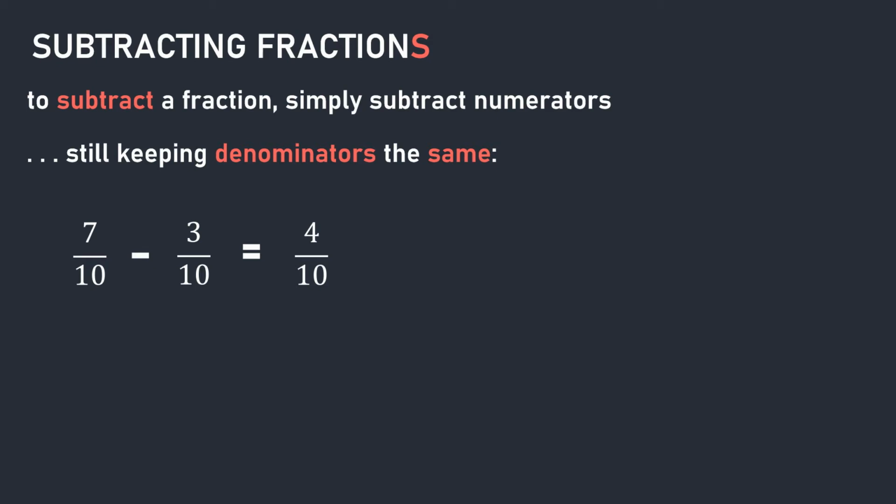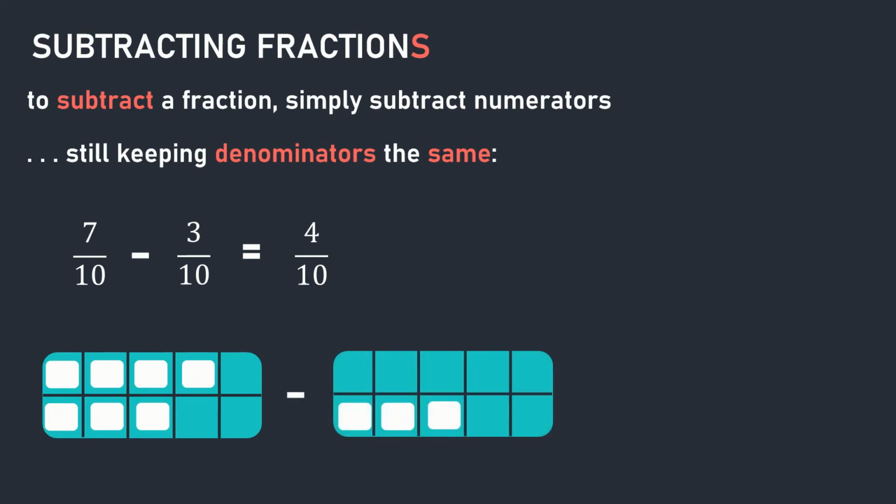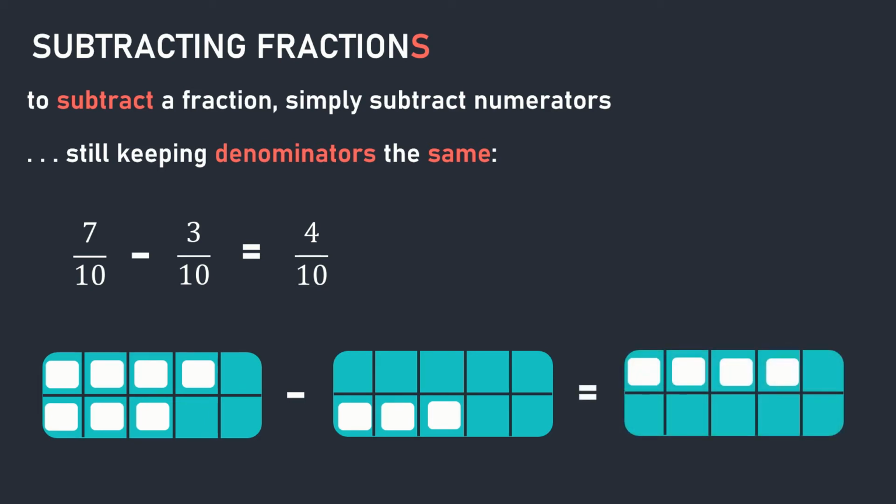And similar to addition, let me paint you another example. I'll use ice trays this time. Let's say we had a 10 cube ice tray with 7 cubes of ice in it. And suppose you took 3 cubes away for your lemonade or iced tea or whatever. You would be left with 4 out of 10 cubes. And your resulting fraction is just 4/10. So that's the logic behind subtracting fractions.